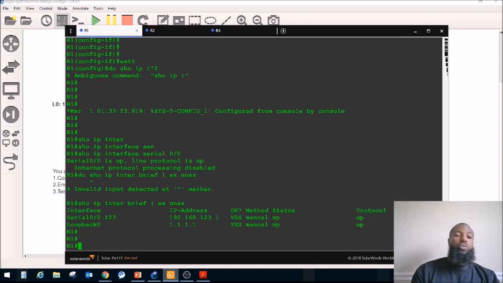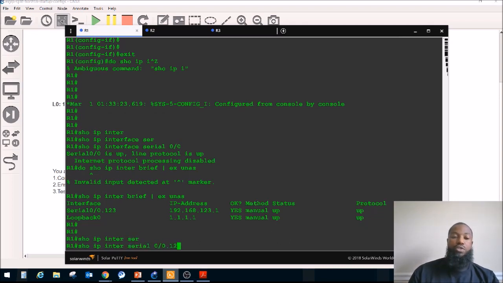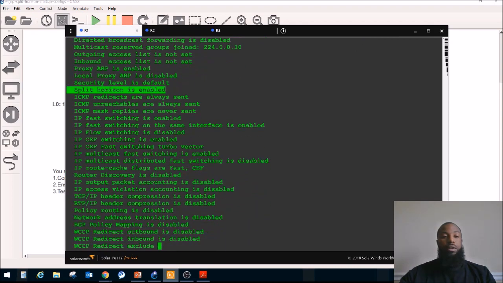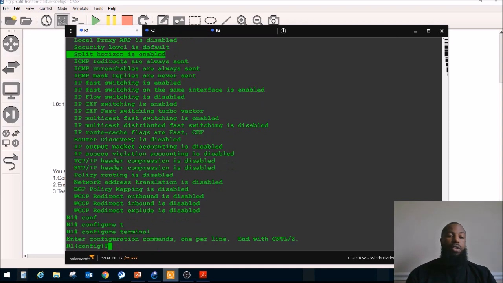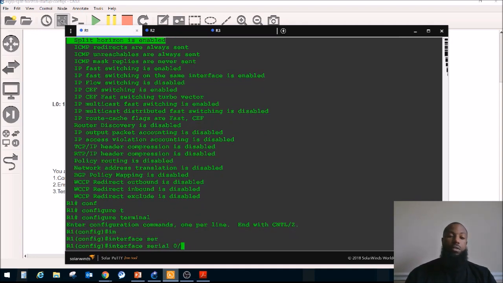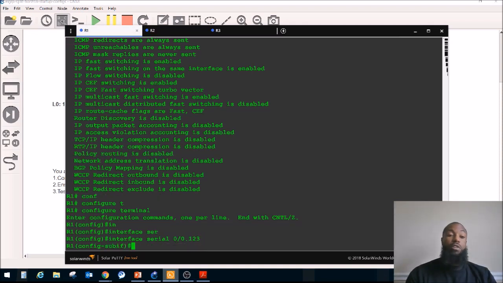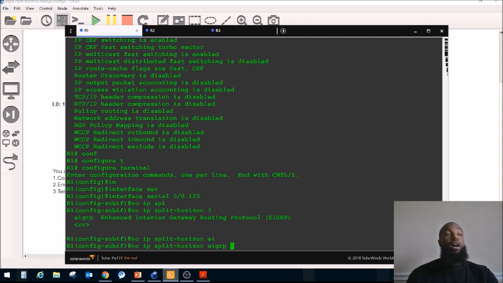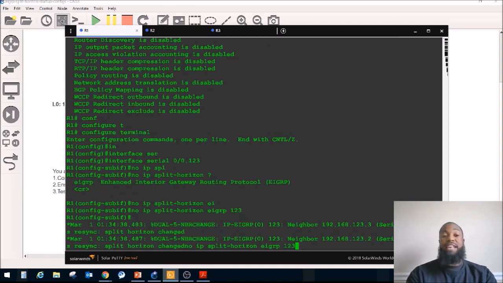My bad. So let's show ip interface serial 0/0.123. You can see split horizon is enabled, and that is the problem here. So what we need to do is configure terminal, interface serial 0/0.123. Go into that subinterface and do a no ip split-horizon eigrp. Remember, in RIP you just do no ip split-horizon. In EIGRP, you have to do no ip split-horizon eigrp and then the AS number. In this case, it's 123. Now we essentially turned off split horizon, and as you can see, it says here split horizon changed. EIGRP has resynced itself basically.